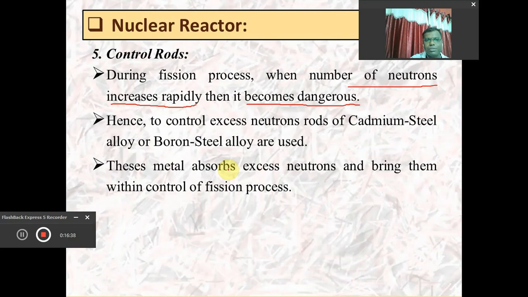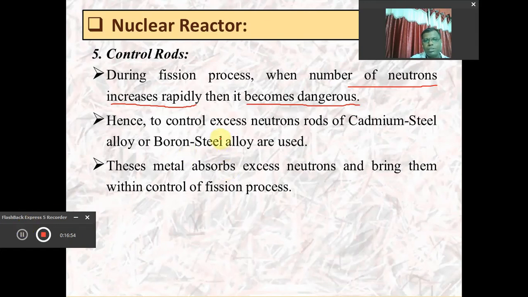If the number of neutrons increases rapidly, then this number of neutrons will be responsible for the nuclear fission, and definitely this rate of nuclear fission process will go on increasing, and it will produce a large amount of energy, and definitely it can be a dangerous process.